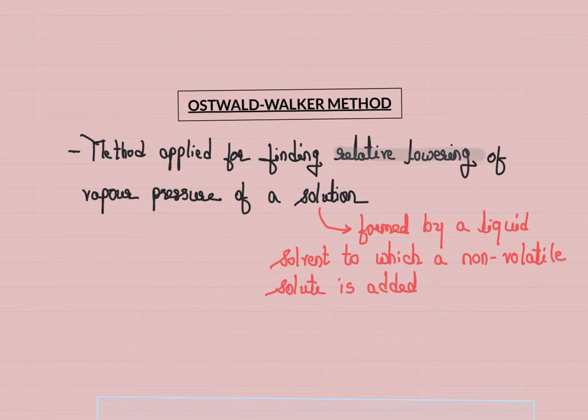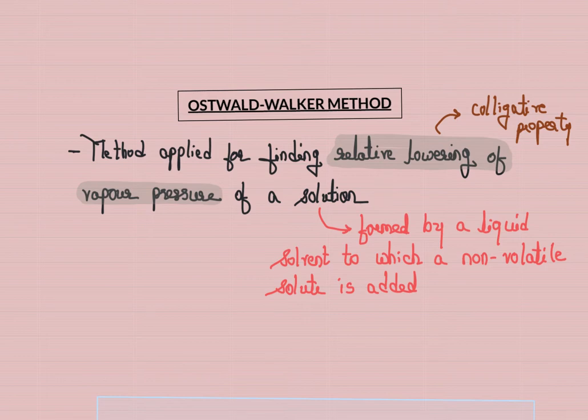Now, first of all, you have to know that when I talk about relative lowering of vapor pressure, let me remind you that relative lowering of vapor pressure is a colligative property, right? It is not the vapor pressure, but it is the relative lowering which is a colligative property. And this colligative property is generally used for finding out molar masses of unknown solutes.